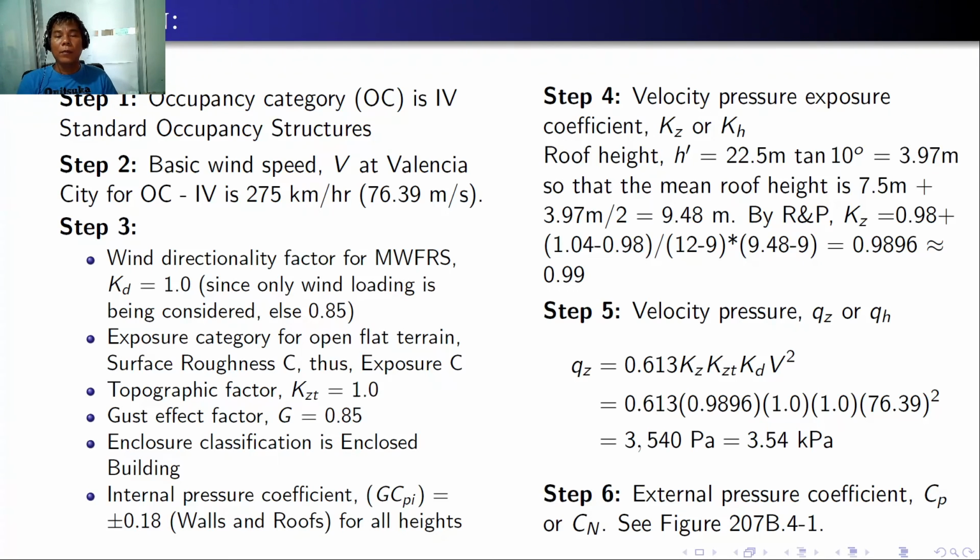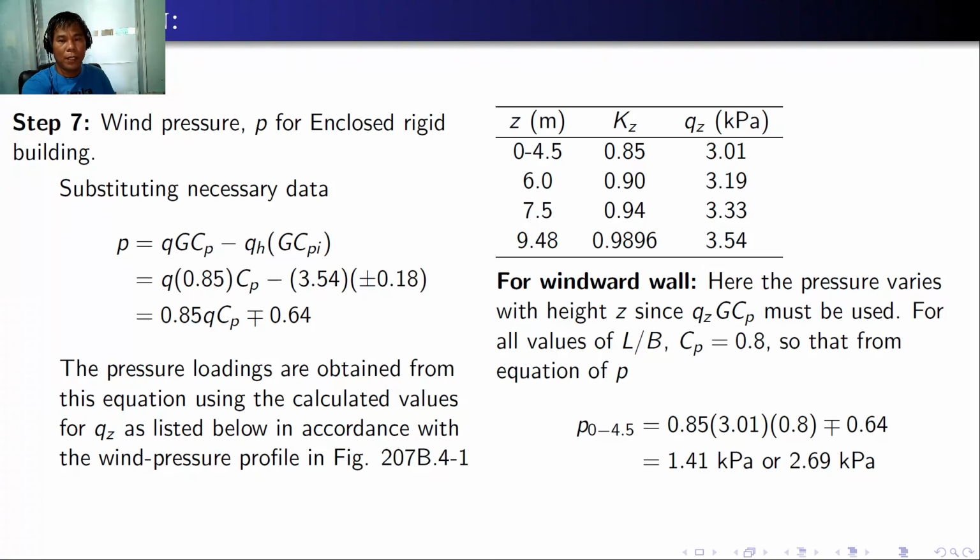In step 5, we can now compute the velocity pressure QZ or QH. So here we apply the different values of the factors. QH is 3.54 kilopascal. Okay. So step 6, the external pressure coefficient CP can be determined from figure 207B.4-1. And step 7, we can compute the wind pressure P for an enclosed rigid building by substituting the necessary data.